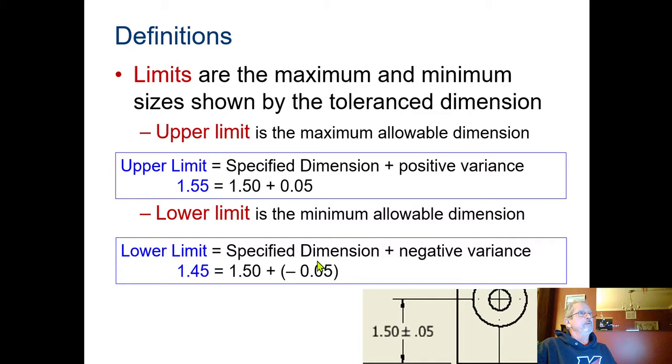All right, let's look here at definitions. So limits are the maximum and minimum size shown by a tolerance dimension, okay? So in this case, we have plus or minus 50 thousandths or 500ths of an inch. So if we add 500ths of an inch to the specified dimension, we're going to get an upper limit of 155. If we subtract 500ths from the 1.5, we're going to get 1 and 4500ths, okay? So that's upper limit and lower limit.